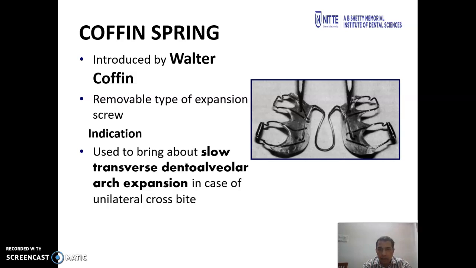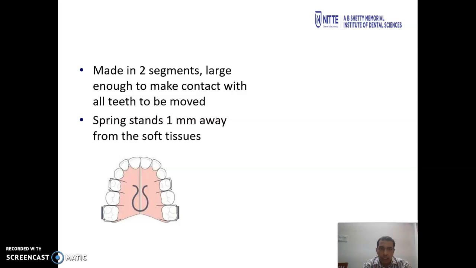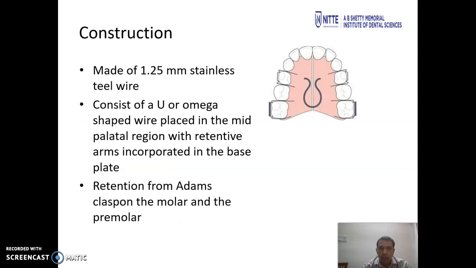Now we see the first picture, the way it is activated. We activate it by pulling both sides of the acrylic, made in two segments large enough to make contact with all the teeth to be moved, and the spring stands 1 mm away from the soft tissues. Made of 1.25 mm stainless steel wire. It has an omega shaped wire in the mid-palatal region with retentive arms incorporated in the base plate.